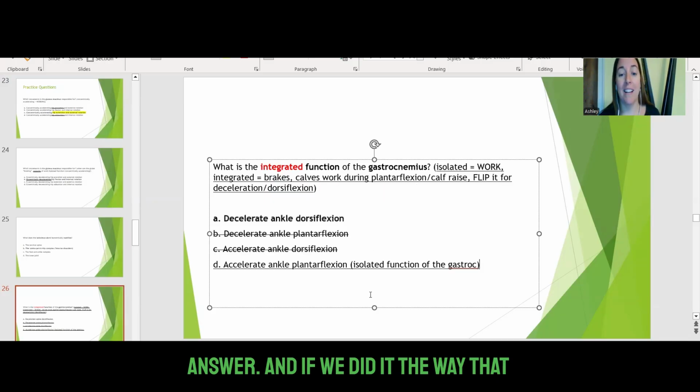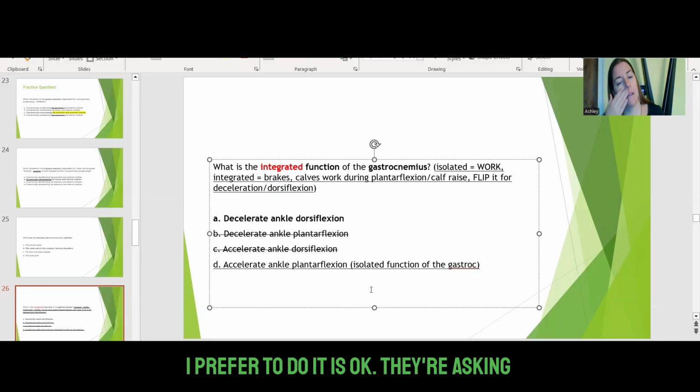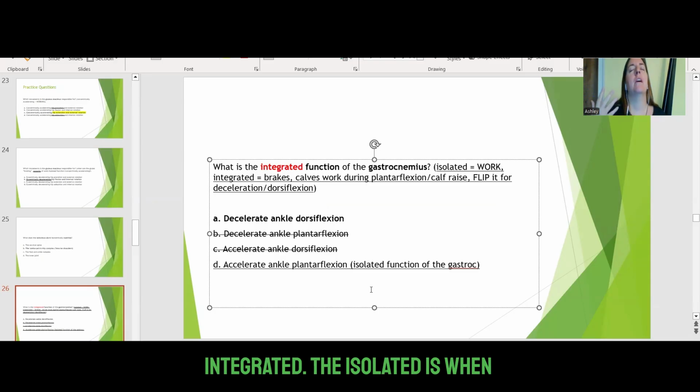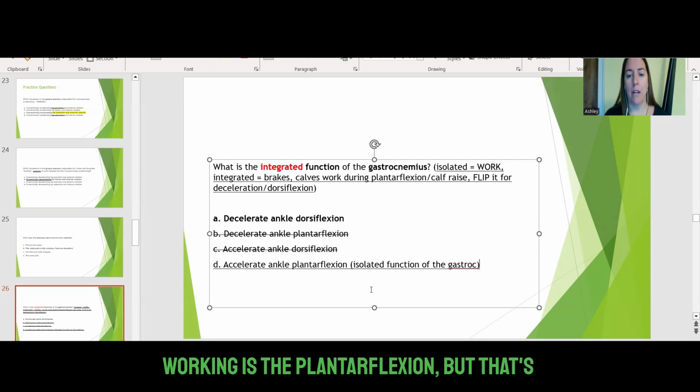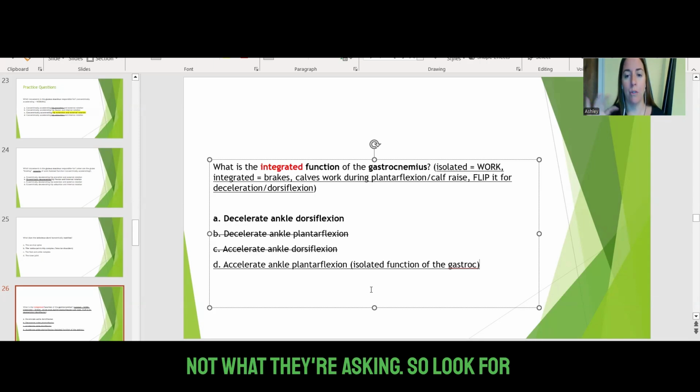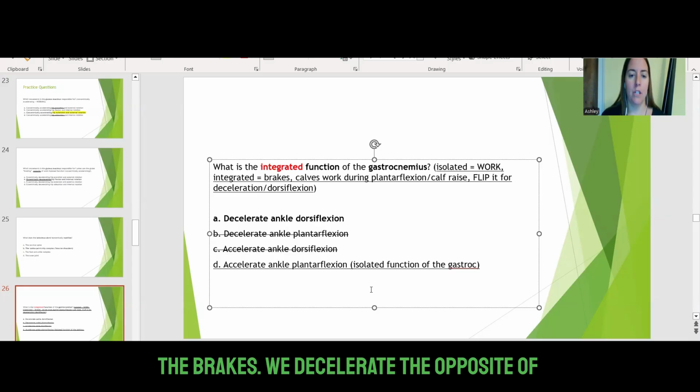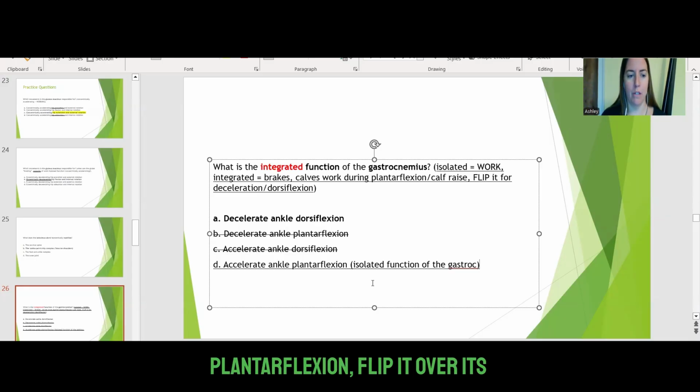And the way that I prefer to do it is, okay, they're asking integrated. The isolated is when we're doing the work. So when we're working is the plantar flexion, but that's not what they're asking. So look for the breaks. We decelerate the opposite of plantar flexion. Flip it over, it's dorsiflexion.